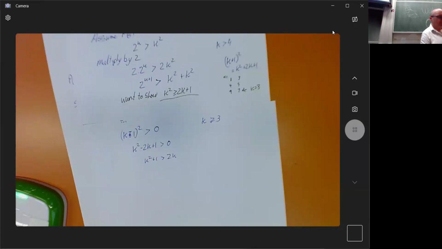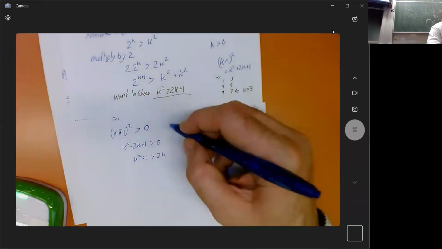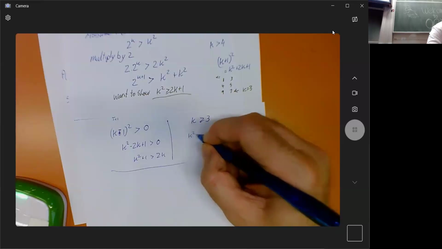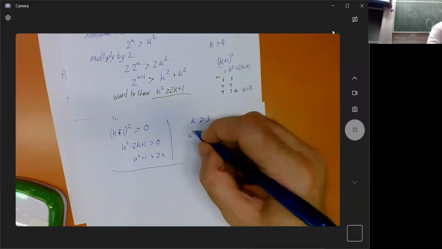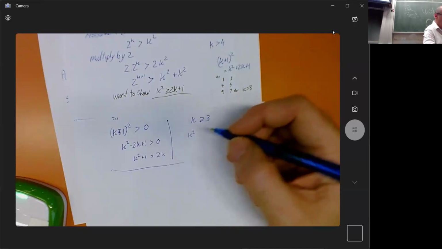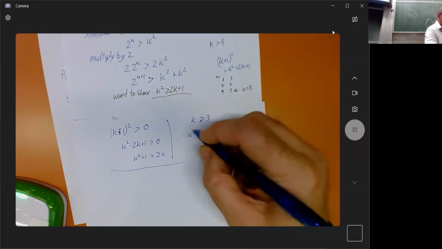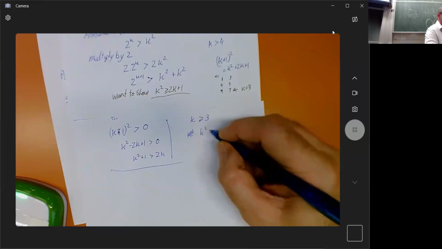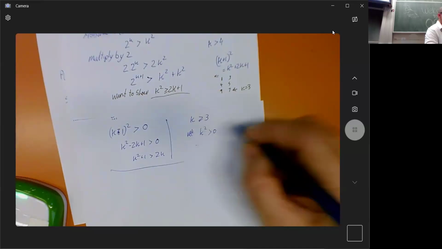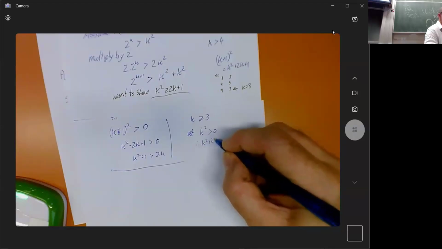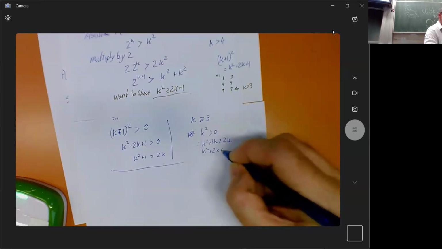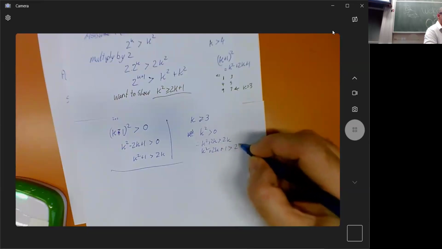That's not going to do what I want. This is what can happen, unfortunately, when I do this. Maybe I should do k squared greater than 0, and therefore k squared plus 2k is greater than 2k, and k squared plus 2k plus 1 is greater than 2k plus 1.